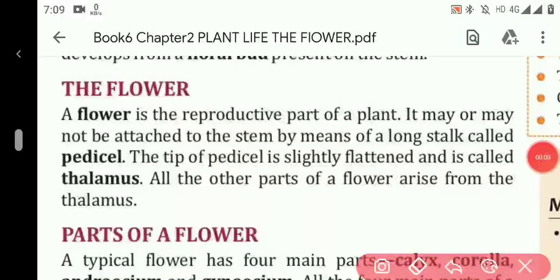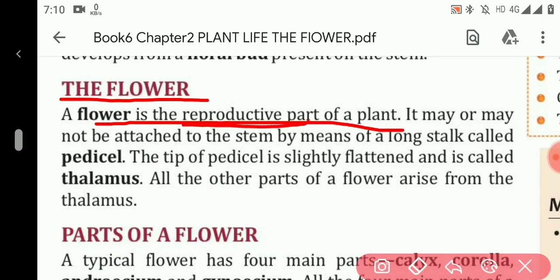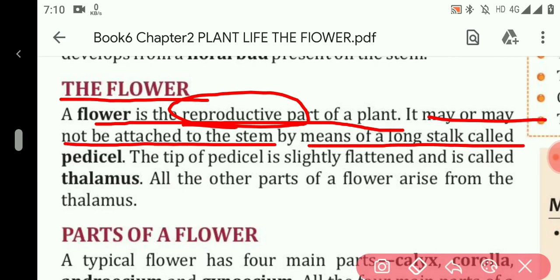Our first topic is the flower. What is a flower? As we all know, a flower is the most attractive and beautiful part of the plant. Let us study in detail. A flower is the reproductive part of a plant. It may be attached to the stem by means of a long stalk, which is called the pedicel. This is the important word. So, a flower is attached to the stem by means of a long stalk which is known as the pedicel.